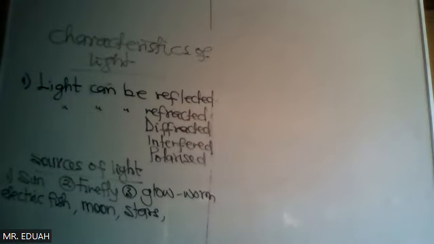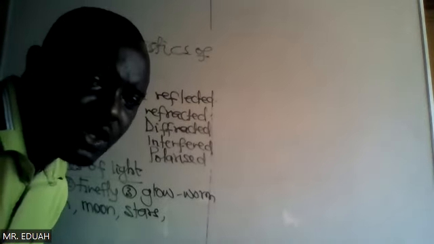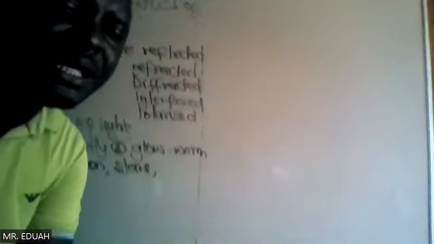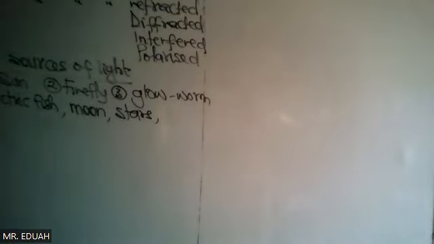Okay, let's assume you have exhausted them. But you see, in all these examples mentioned, we can group them into natural sources that produce light by themselves, and then sources that actually reflect light.